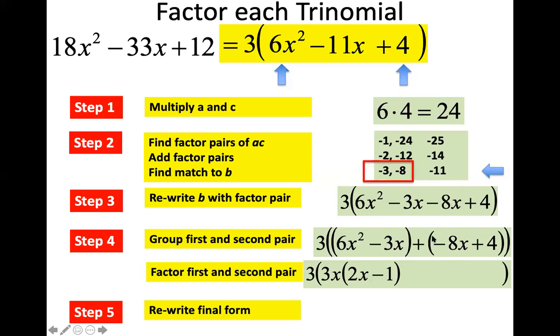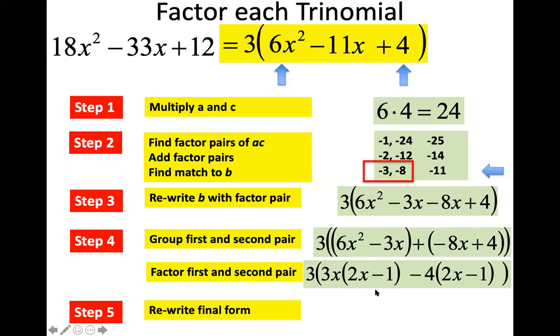On the second one, remember, when this term is negative, we're going to factor out a negative number. So I'm going to factor out a negative 4. If I pull out a negative 4, negative 4 times 2x is negative 8x. Negative 4 times negative 1 is a positive 4. Look at all those parentheses. It can become slightly confusing.